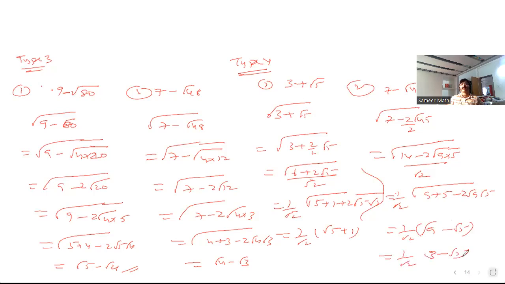I discussed 4 types. One more is also there: the fifth one, type 5. What is that type 5? Type 5 may be like this, sir. One example: 12 root 5 plus 2 root 55. If you want to find the square root of 12 root 5 plus 2 root 55.